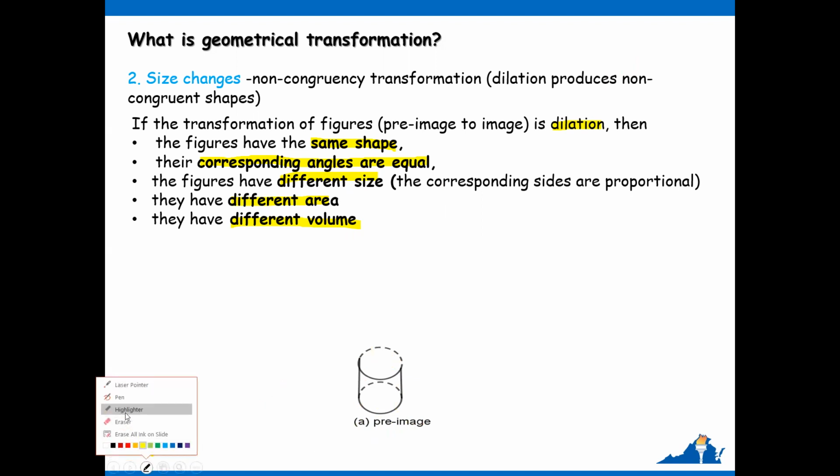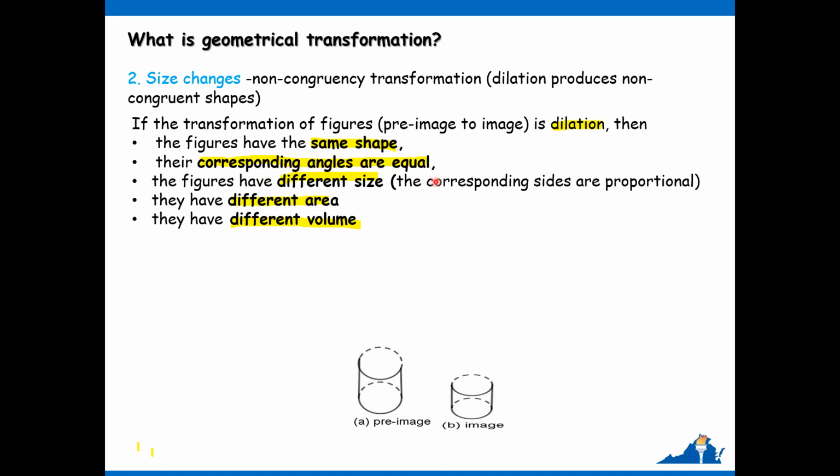So that cylinder as it is, if we are to transform it to result in image B, again, it is still a cylinder. That is why we talk of same shape. Fig A is a cylinder, fig B is a cylinder. So they have the same shape, right?